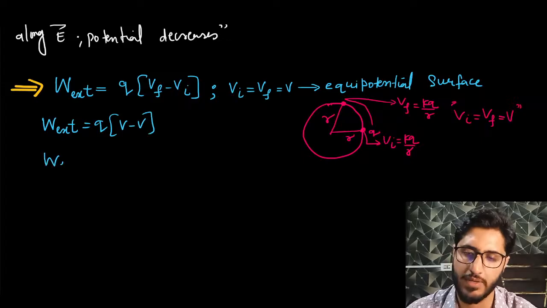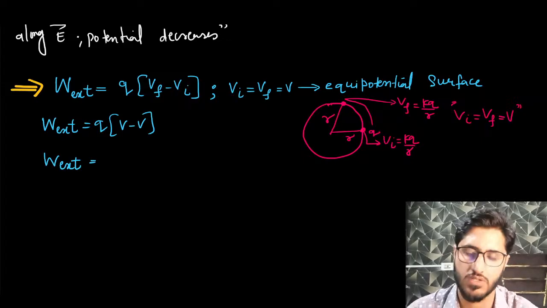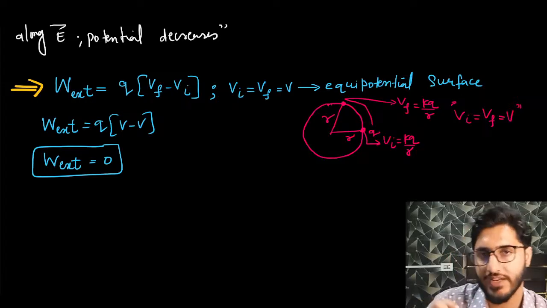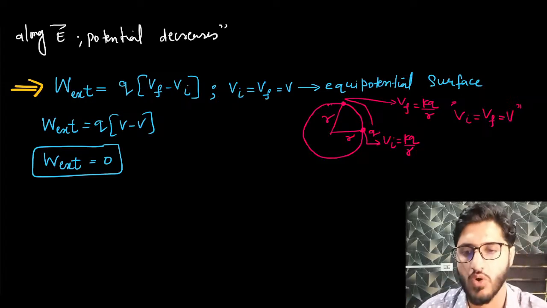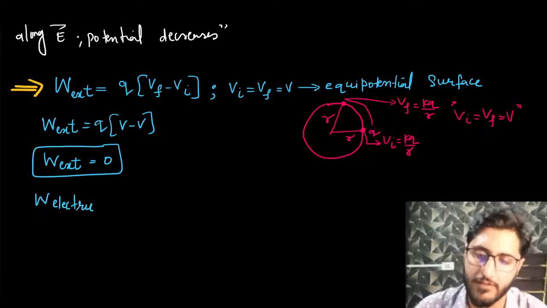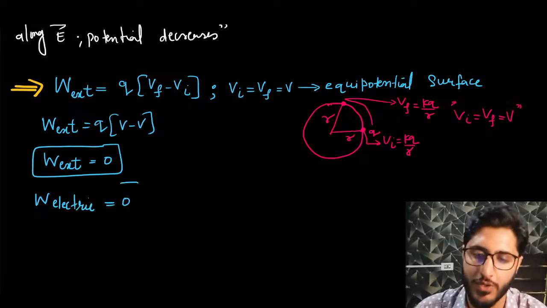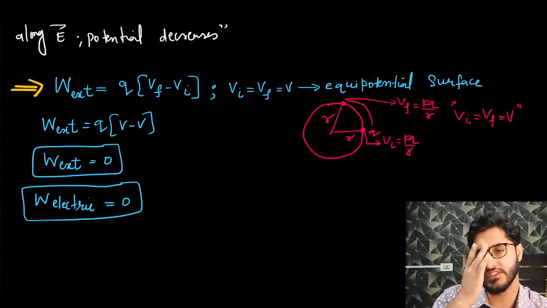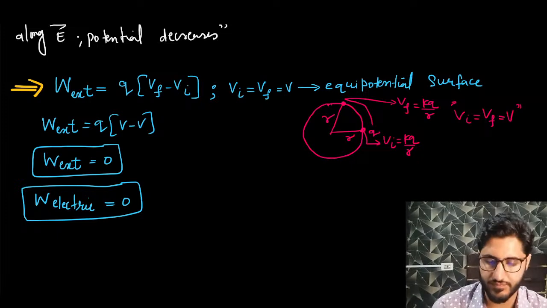So work done by external force to take a particle in an equipotential surface will be how much? Zero. So work done by external force or by electric force, to take a particle from one position to a different one, both inside an equipotential surface, will be 0.